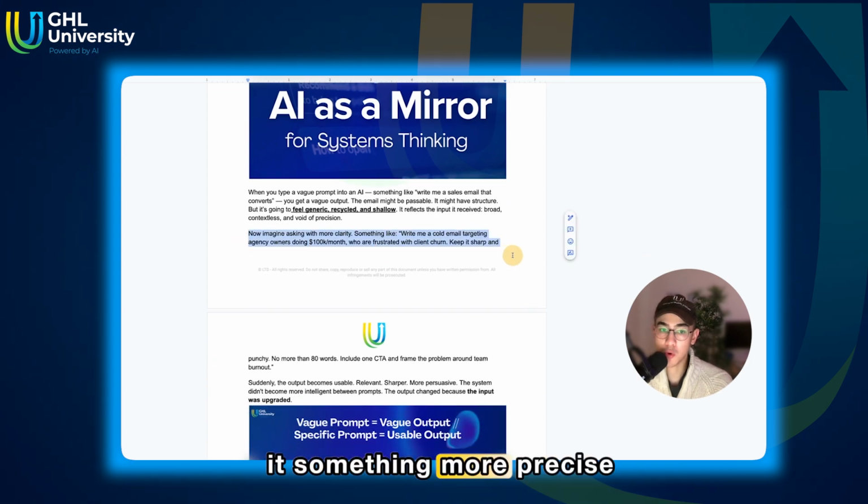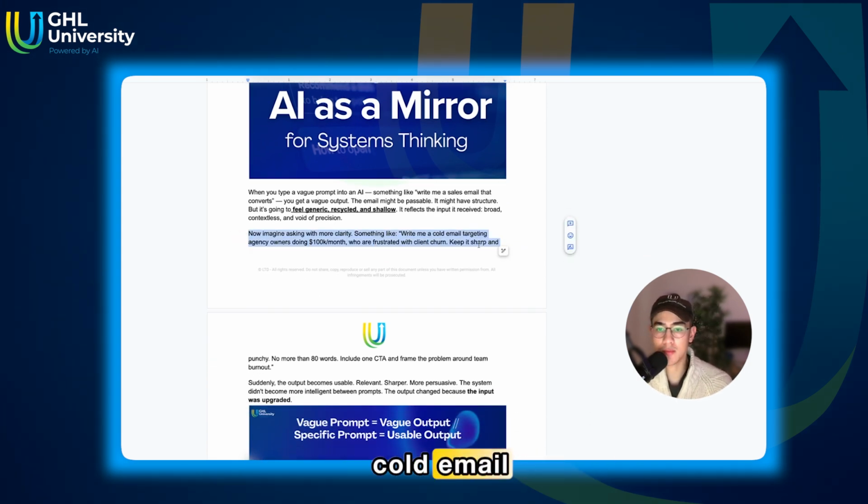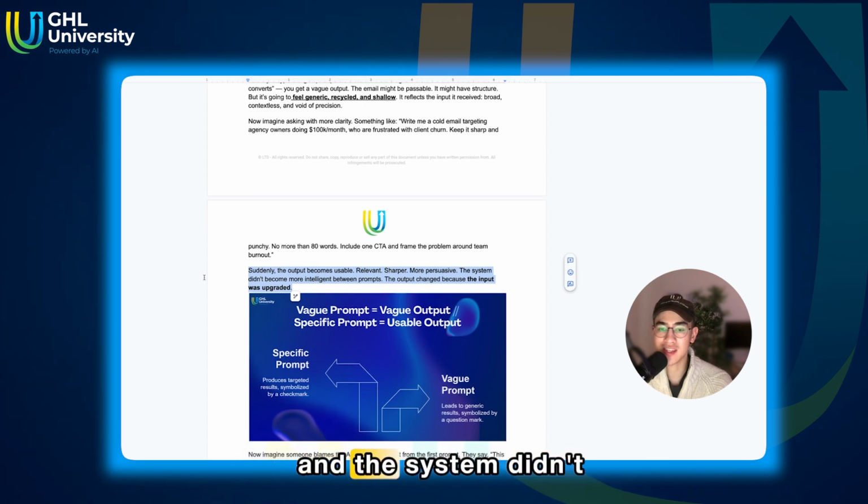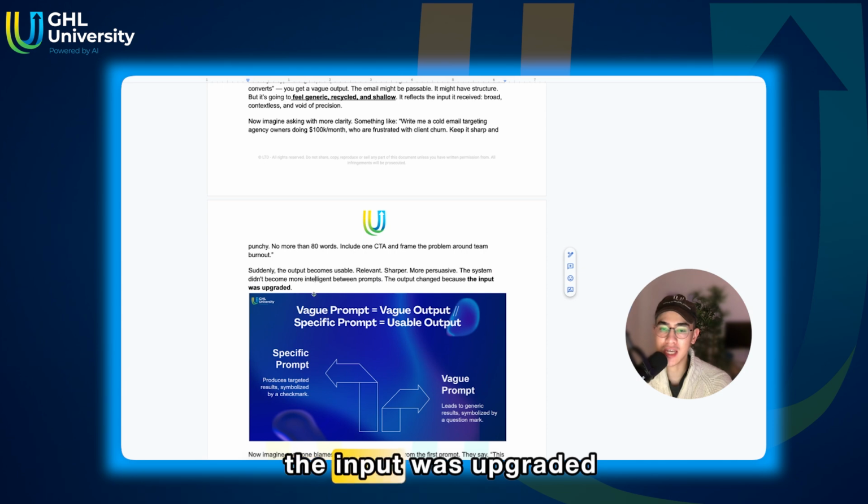Now, if you give it something more precise, right? So write me a cold email targeting specific agency owners who are frustrated with client churn, etc. Suddenly, the output becomes more usable, relevant, sharper, more persuasive, and the system didn't become more intelligent between prompts. The output changed because the input was upgraded.